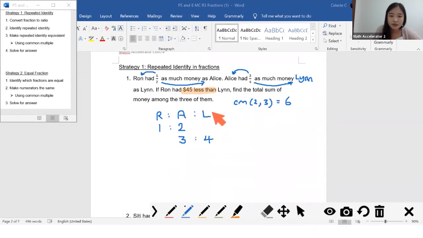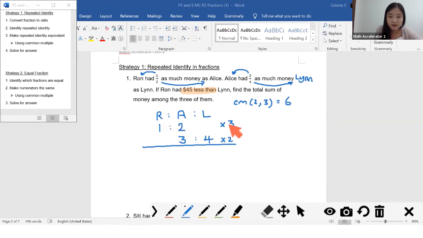So you have to make it equivalent. The first set of ratio times 3. Second set, you want this 3 to become 6, so times 2. So write down your final set of ratio. Why times 3? Because the first set is 2 here, right? You want it to become 6. So times 3 here.